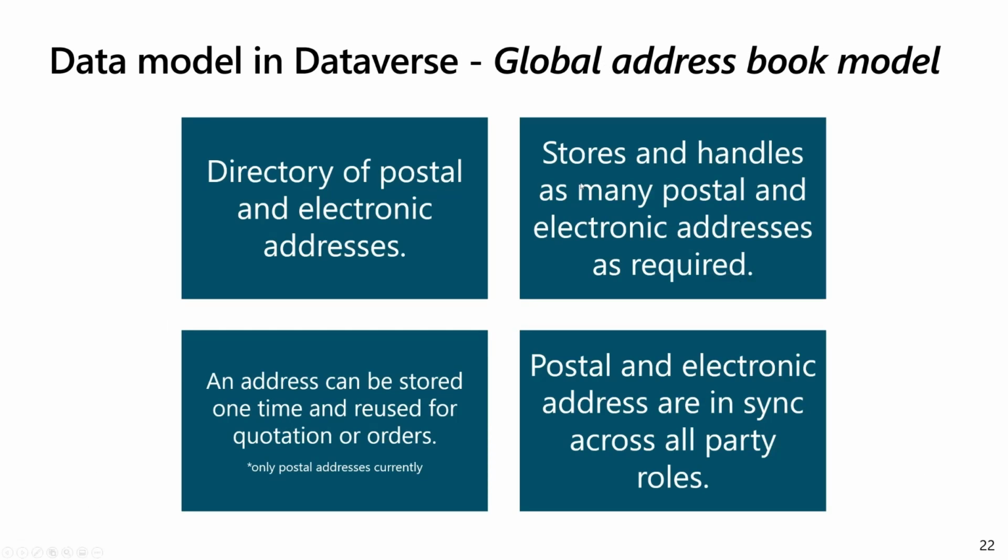The Global Address Book is a directory of postal and electronic addresses of the organizations and individuals that participate in a business. This concept is now introduced in Dataverse with the party model and global address book solution. With the Global Address Book, we can store and handle as many postal addresses and electronic addresses as required. The addresses can be stored one time and then retrieved as they are required for quotes and orders.